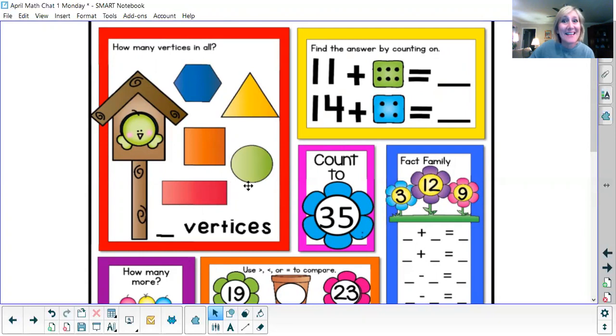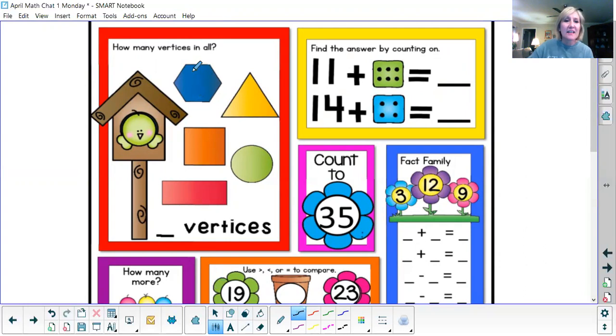No, it doesn't. No vertices or sides on a circle. Okay, let's look at what it says here. Our directions ask us, how many vertices in all? So that means I need to count the vertices for all of these two-dimensional shapes. Okay, let's get busy. I think I'm going to circle them. So circle them along with me.